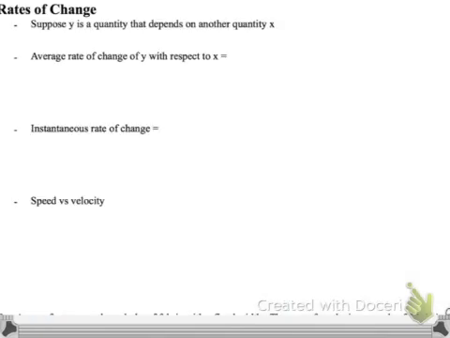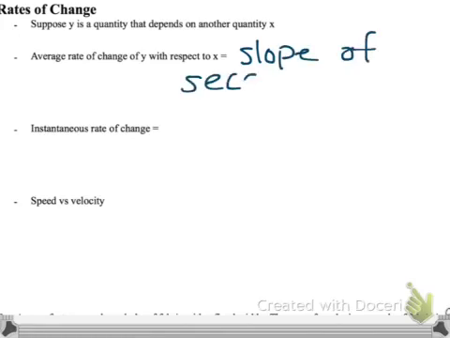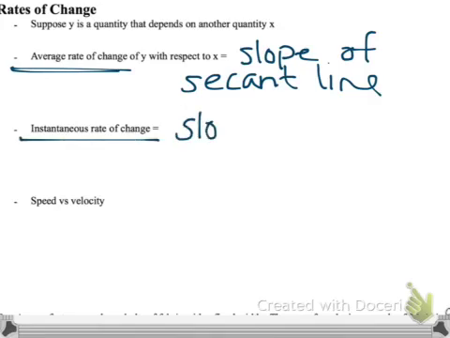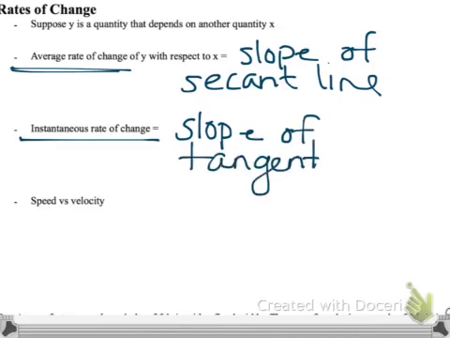All right, so in closing, rates of change. Suppose y is a quantity that depends on x. The average rate of change of y with respect to x is just the slope of the secant line. Anytime I'm asked for average rate of change, I'm talking about slope of secant line. Okay, if I'm talking about instantaneous, I'm talking about what? Slope of tangent line, which you're going to use the two limit equations that I've been talking about.